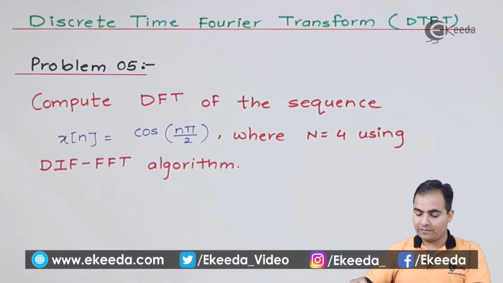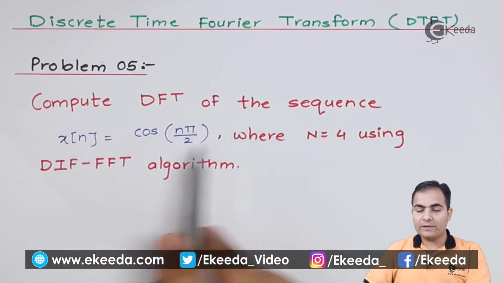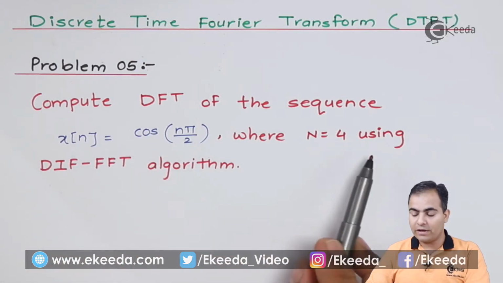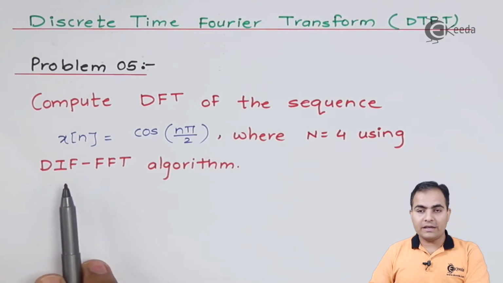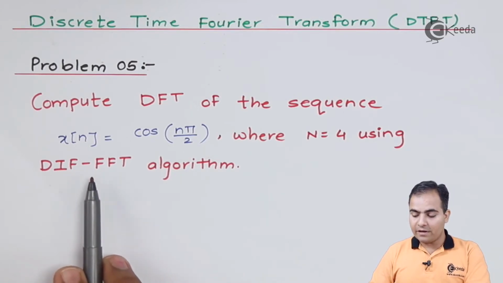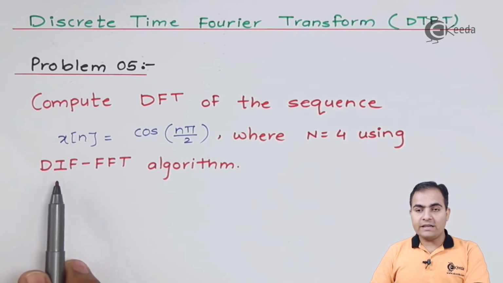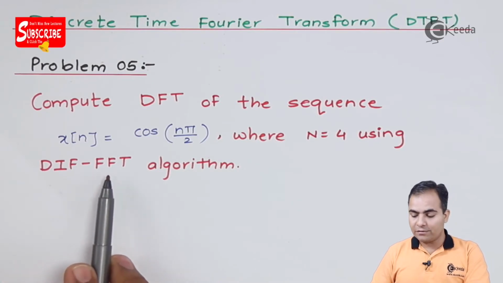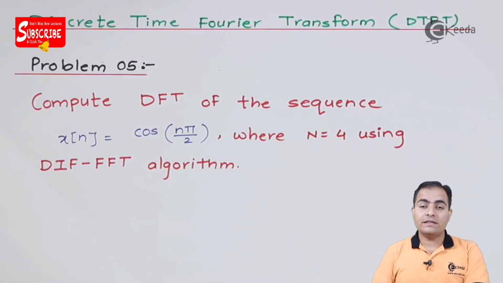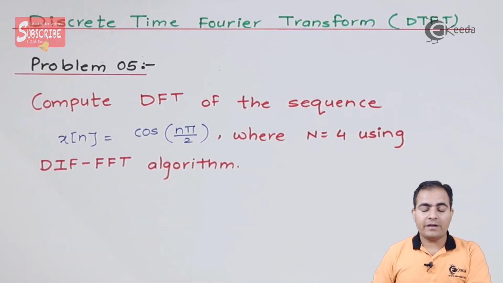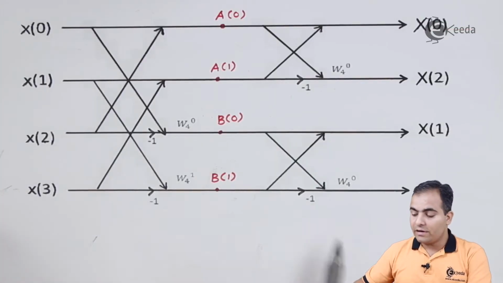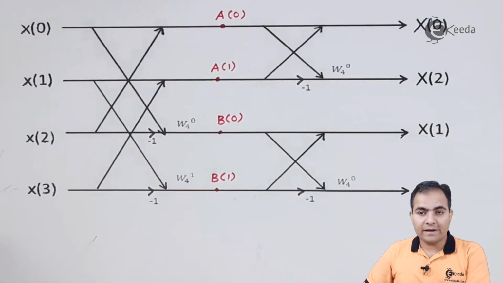Problem number 5. Compute the DFT of a sequence x of n given as cos of n pi by 2, where N equals 4, but we have to calculate using the DIFFT algorithm. As I said, DIFFT means the decimation in frequency fast Fourier transform algorithm that we are going to use. Now we will see the butterfly diagram of the DIFFT algorithm.